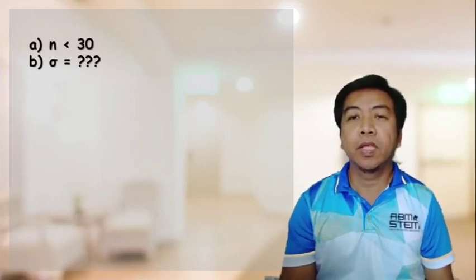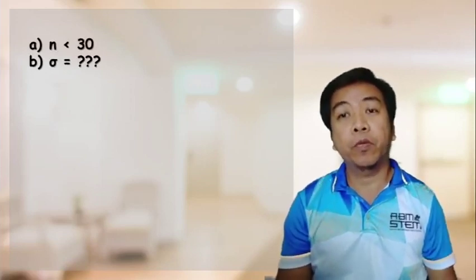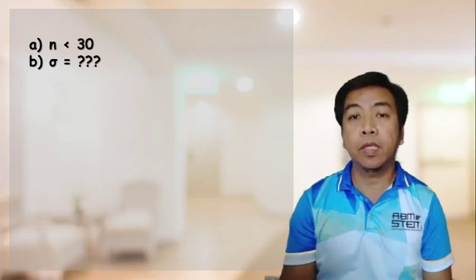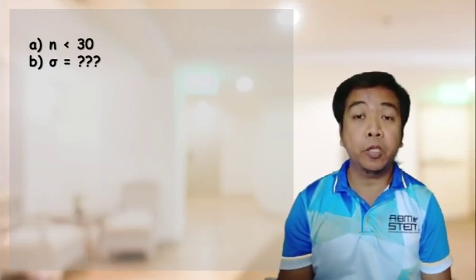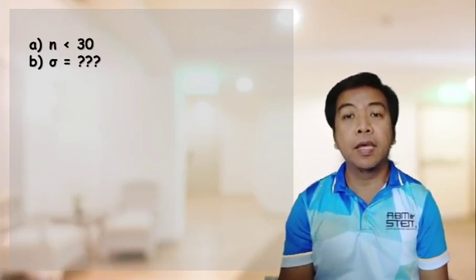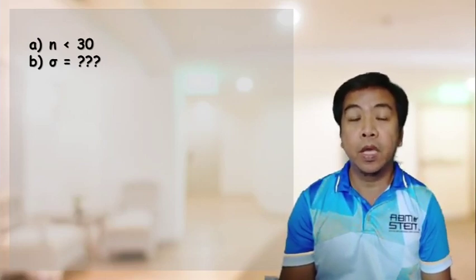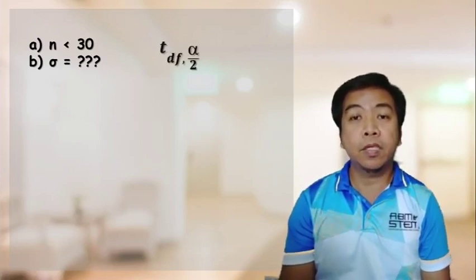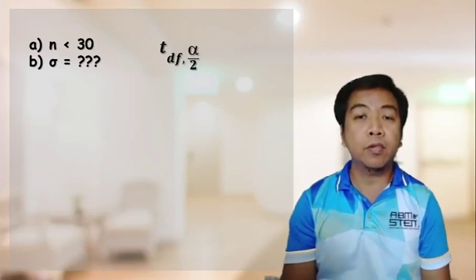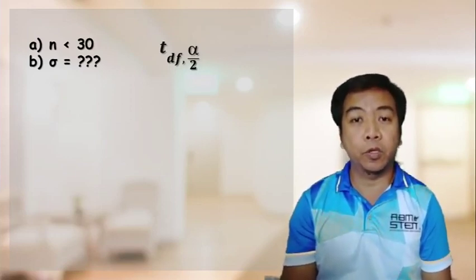Okay, now just a recap of what you've learned. We use t-distribution in getting the confidence interval for the population mean if the sample size is less than 30 and the population standard deviation is unknown. To get the value of t, simply find the degrees of freedom and the one-tailed alpha, and the intersection of the two will give you the result.